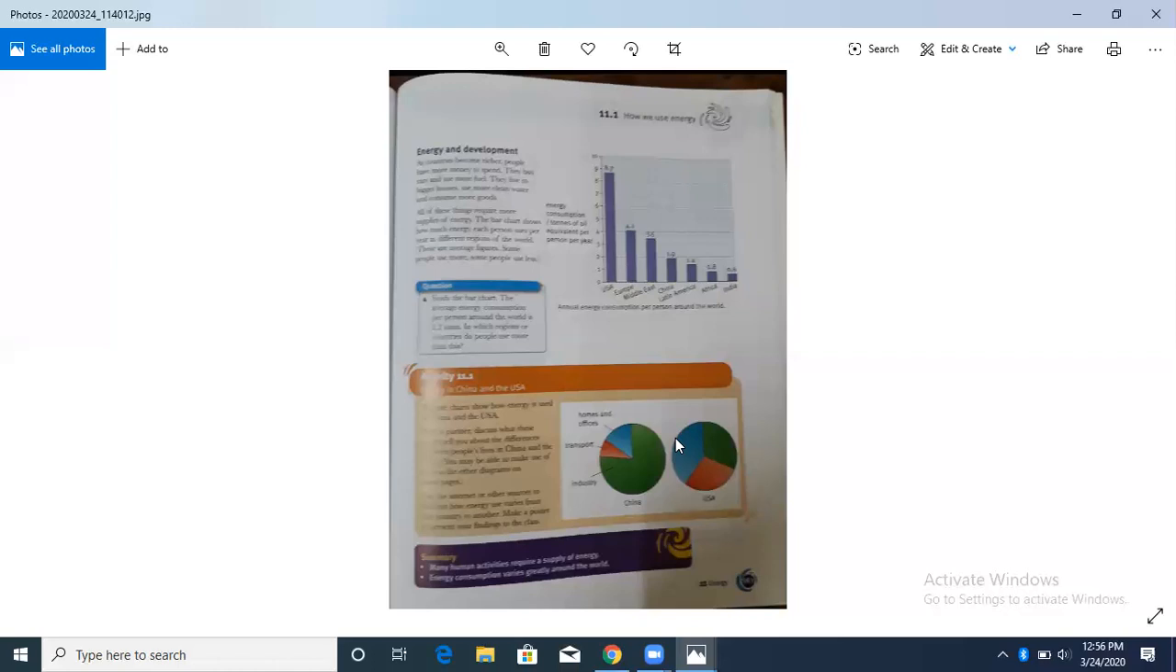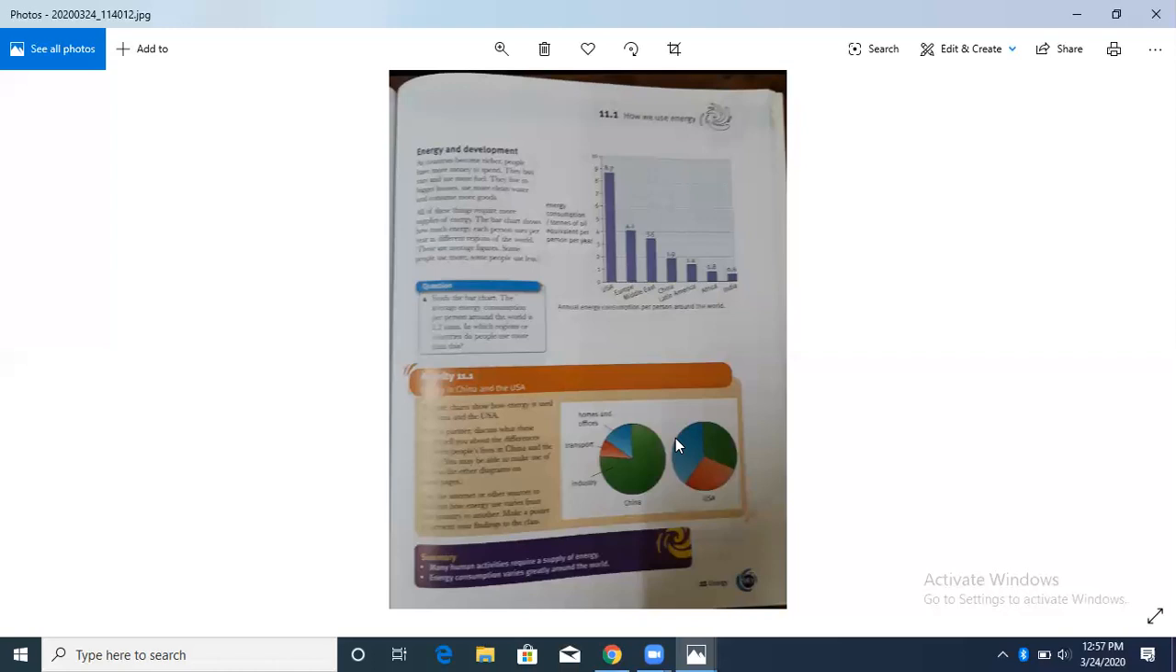Tons of oil equivalent per person per year. Means, for example, China. In China, one person uses 1.9 tons of oil. How much energy can 1.9 tons of oil make? That much energy is used by a person per year in China. So the y-axis shows energy consumption in tons of oil equivalent per person per year. One person using that many tons of oil can make that much energy. That is what the bar chart represents.